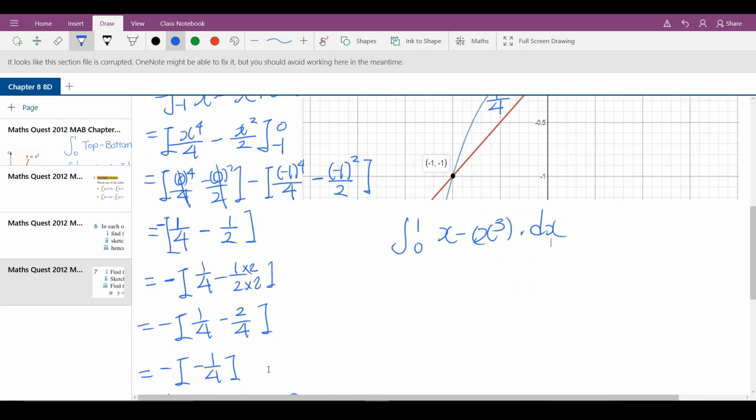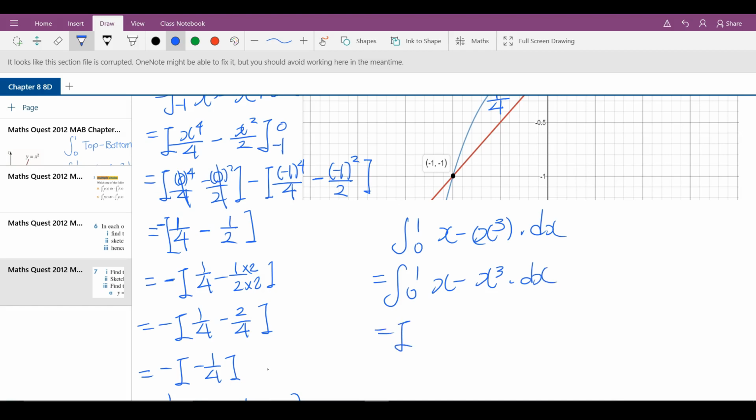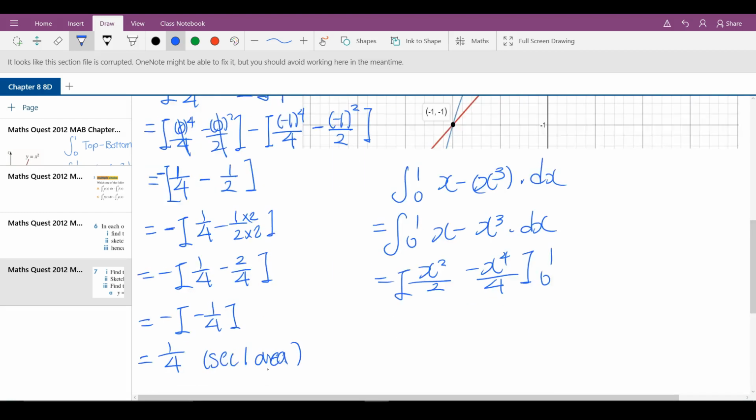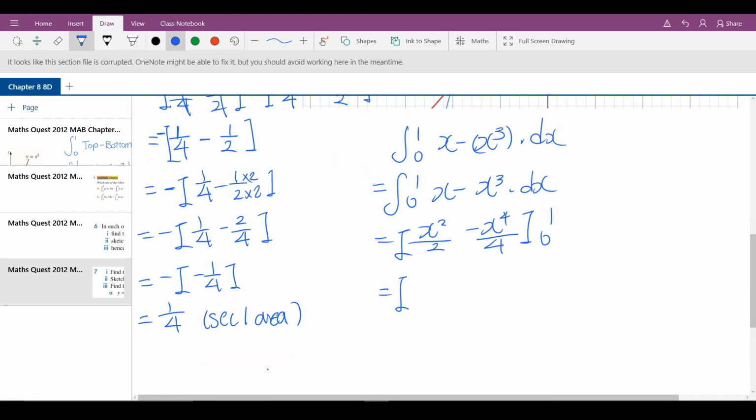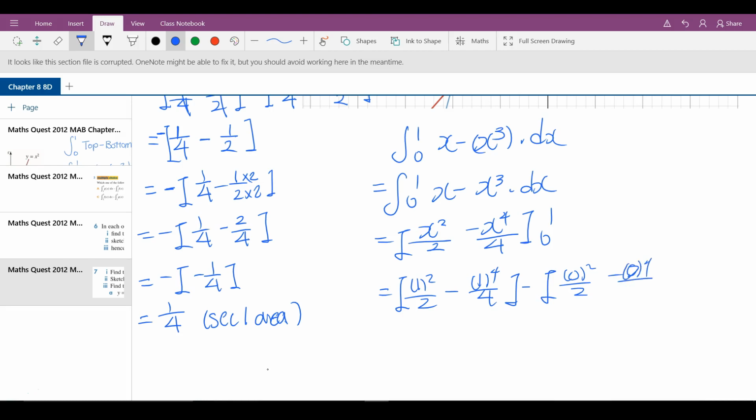Integrate with respect to x. Let's break the bracket, and then integrate. So it becomes x squared over 2 minus x to the power of 4 over 4, from 0 to 1. Alright, let's sub in the values. So that is 1 squared over 2 minus 1 to the power of 4 over 4, minus 0 squared over 2 minus 0 to the power of 4 over 4. Boom, boom, gone. And then this is literally just 1/2 minus 1/4.